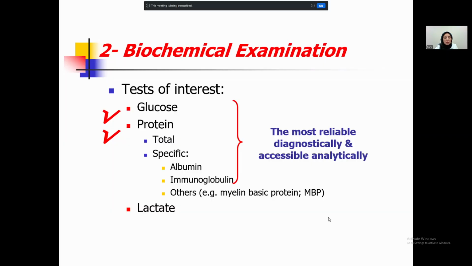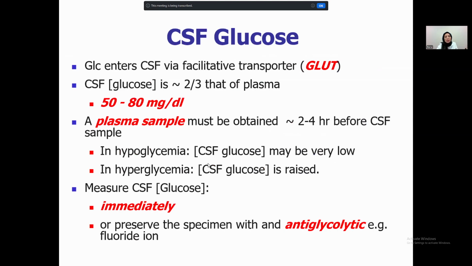So in the chemistry lab we study glucose and protein. If the protein is high, we also need to study the protein subtypes like albumin and immunoglobulin. Sometimes, although not so often now, we also study lactate, but some labs still measure lactate. So let's start with the glucose.